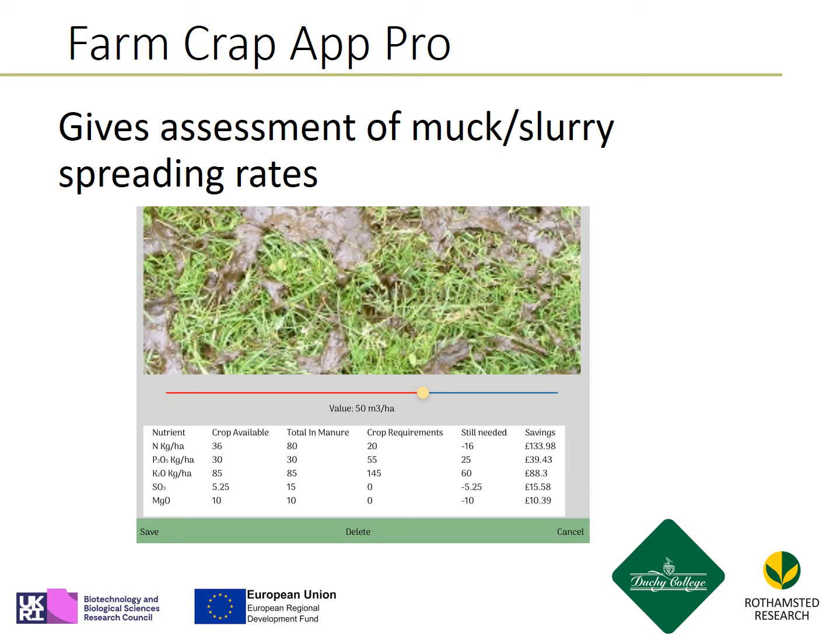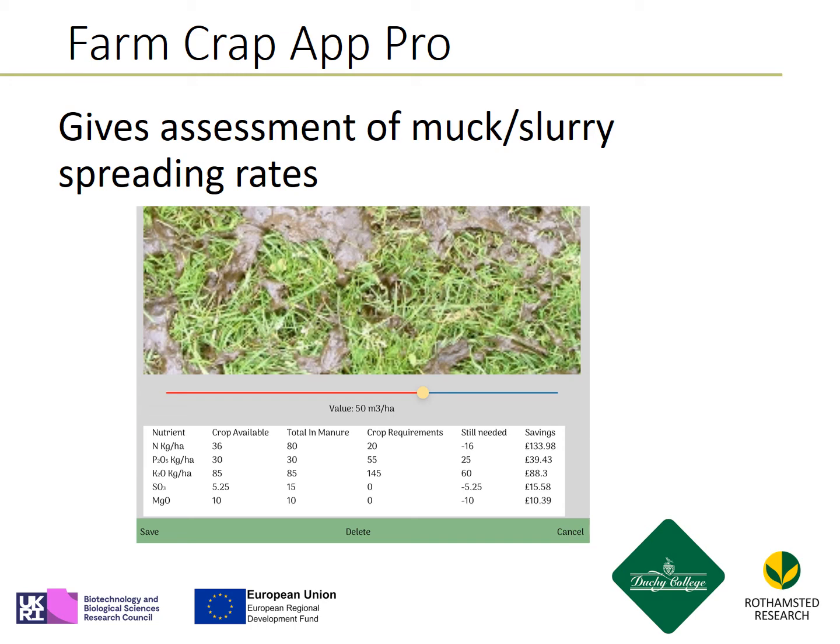So if you were going to go into the field and aim to deliver that 20 kilograms of nitrogen per hectare, you could do a pass, hop out of the cabin of your tractor, go back, take a photograph of the slurry that's being applied in the field, and then compare it to the library of pictures.